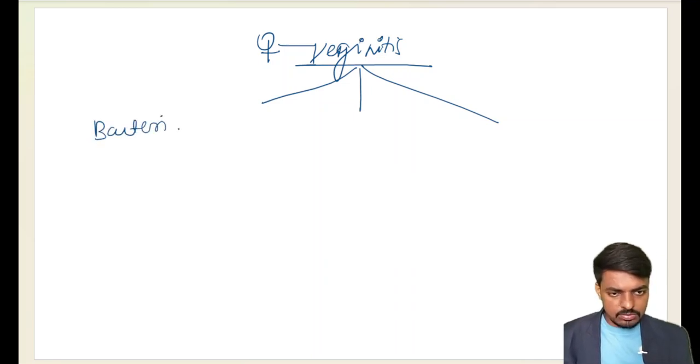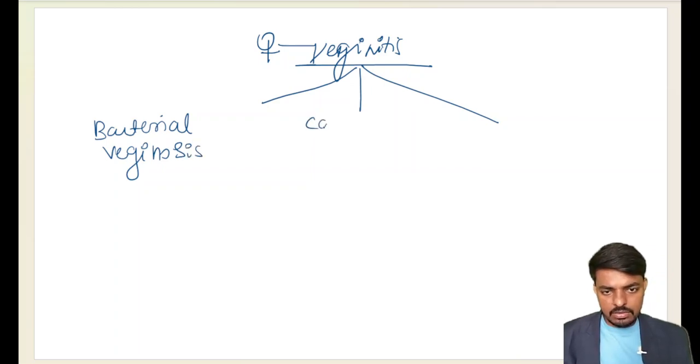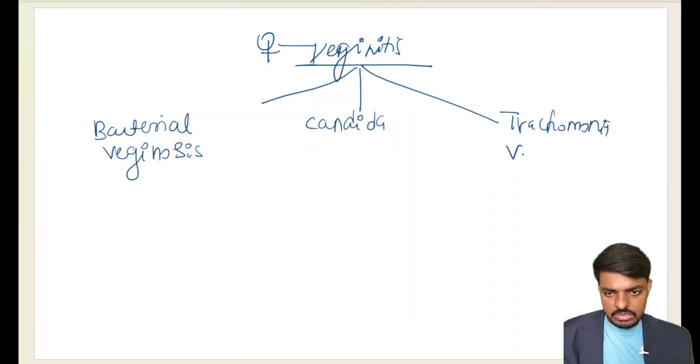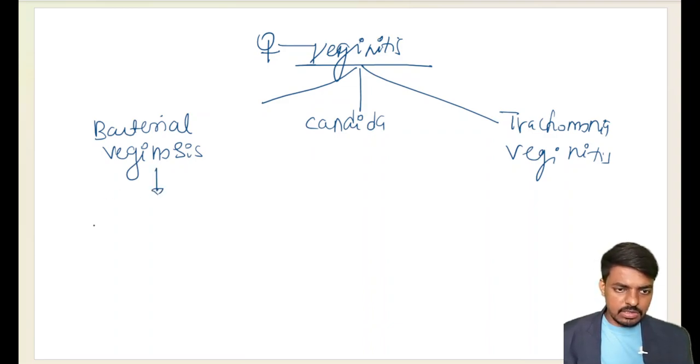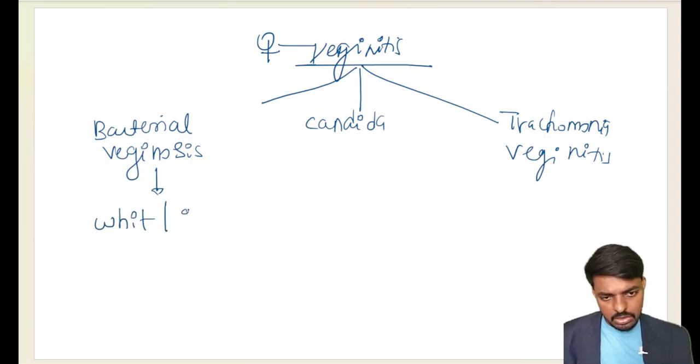Very important, where the examiner asks, is bacterial vaginosis, Candida vaginosis, and another one, trichomonas vaginitis. What are the clinical manifestations in bacterial vaginosis? In bacterial vaginosis there is a white to gray color discharge with foul smell.